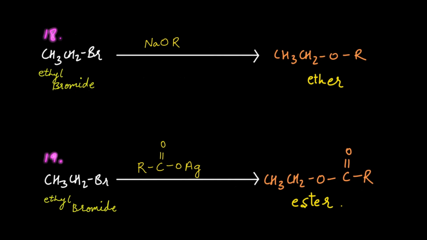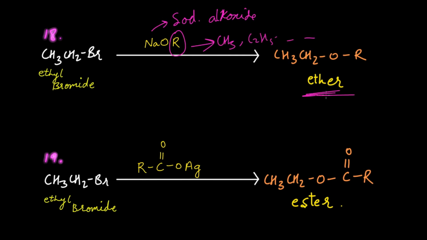Now this is the final page, the 18th and 19th reaction. When ethyl bromide is treated with sodium alkoxide, you will get ether, right? In place of R, you can write any alkyl group like CH3, C2H5 and so on, right? You will finally get ether.